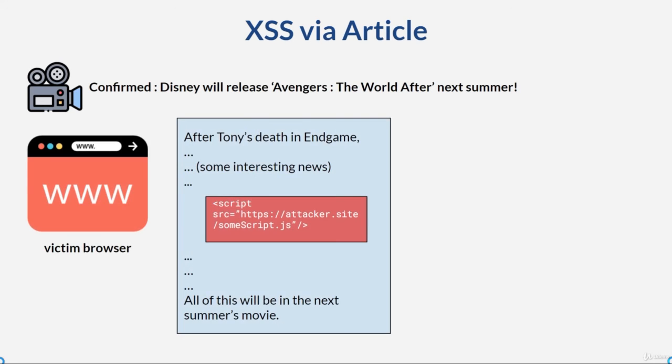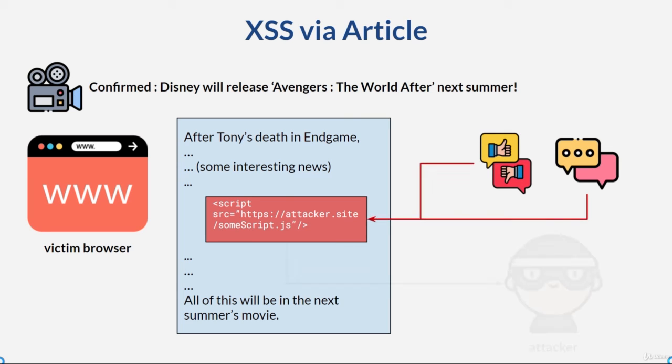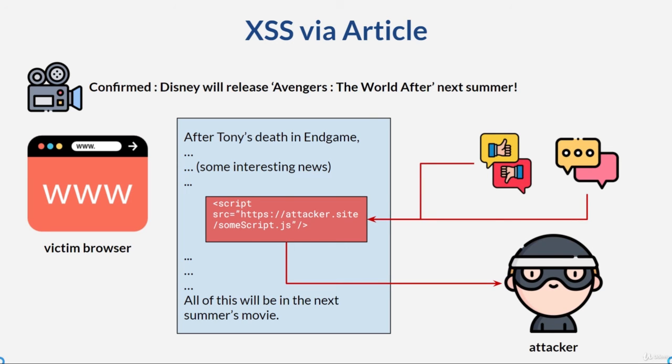Next, every time the victim opens the article, the dangerous script is also loaded. A victim might like the article, or comment on the article. But during such a transaction, the victim's authorization credential is also sent to the attacker by the dangerous script. This is an example of persistent cross-site scripting.